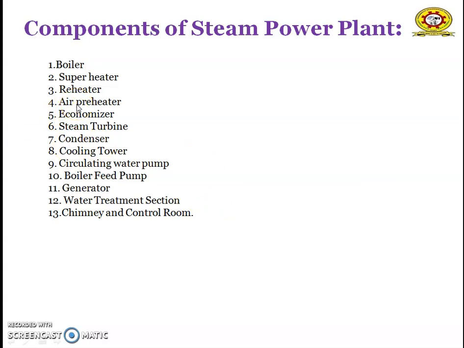The main purpose of the reheater is to reduce the moisture in the steam which passes through the last stage of the turbine, and it increases the output per kg of the steam supplied to the turbine. This also reduces the blade erosion and increases the nozzle and blade efficiency. And next one is the air preheater.